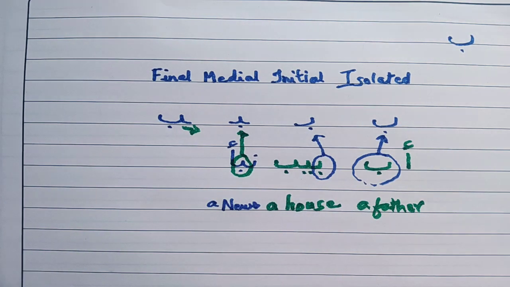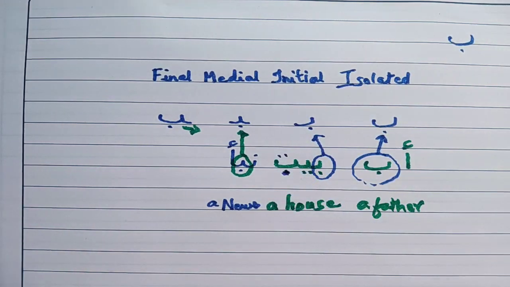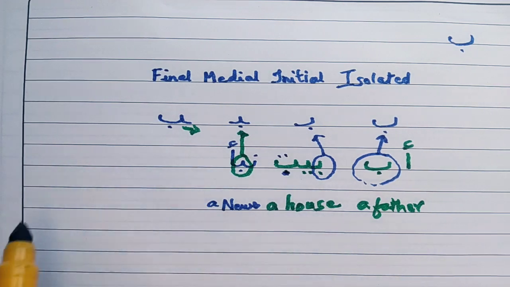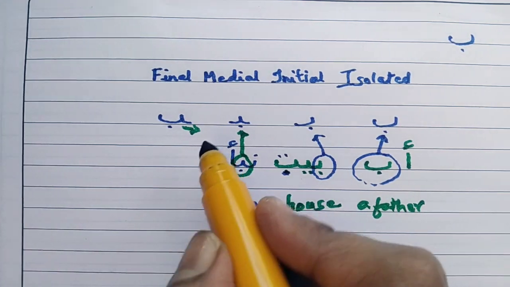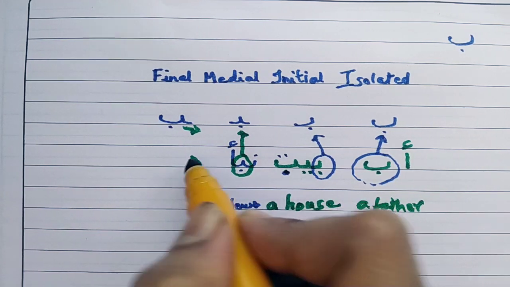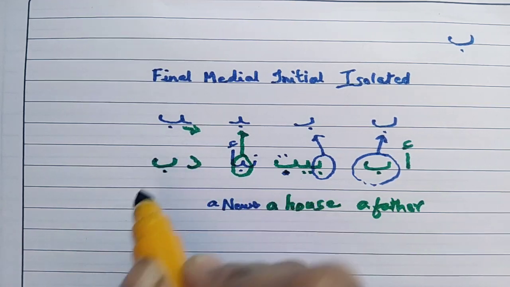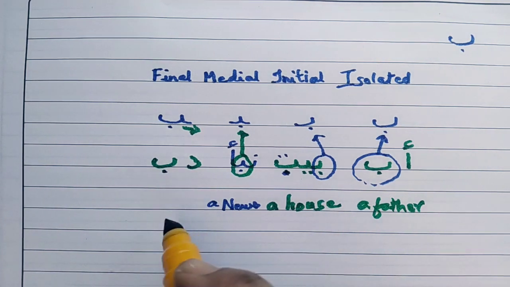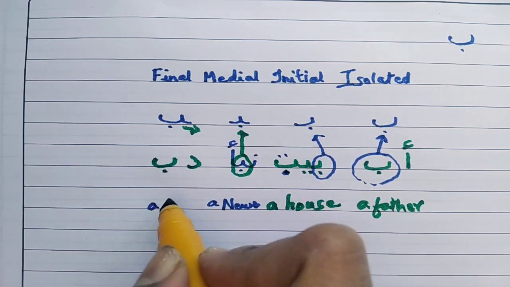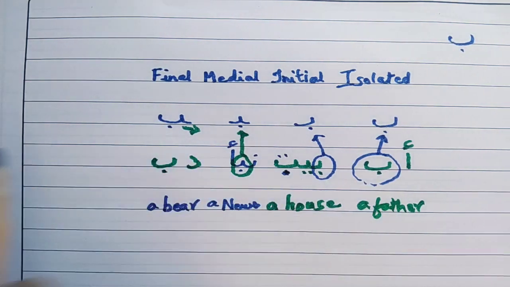And here it's in final form. I'll take an example. The boon is dal, and here ba. So it's the boon, which means a bear, but here it's in isolated form.